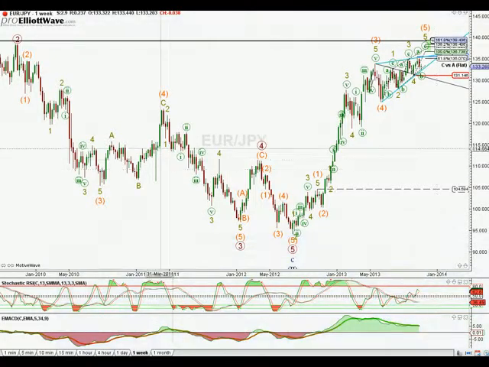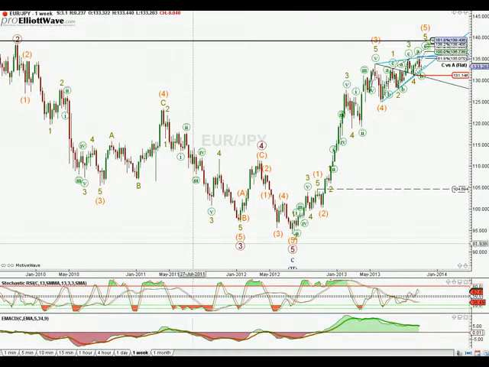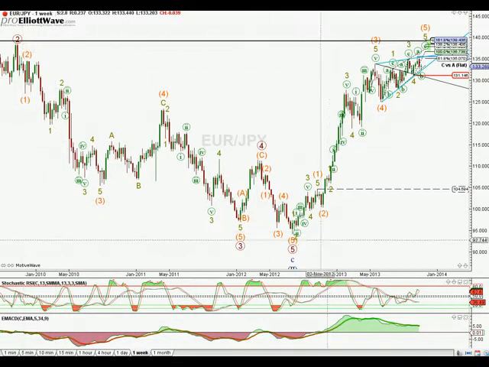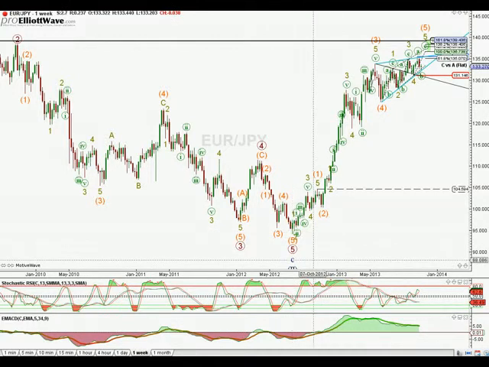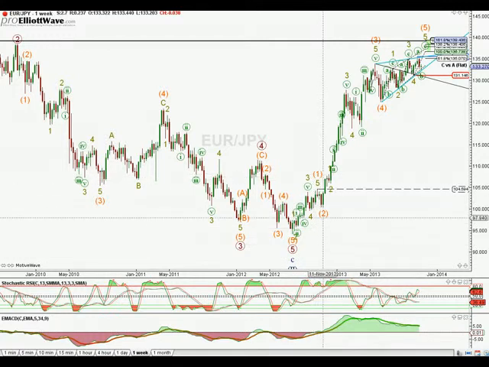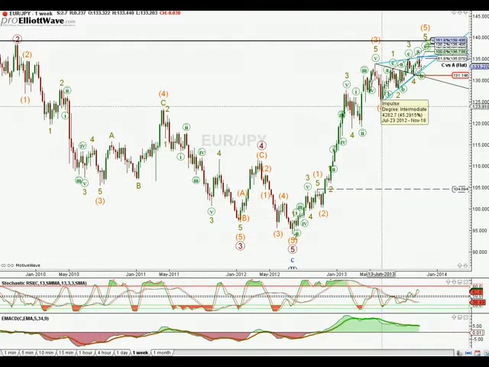So let's get started right away with the euro yen. We always start from the weekly and we go down to the 15-minute chart. Just based on the weekly chart, you can tell that we are in a very bullish run starting from July of 2012. We have completed the 1, 2, 3, 4, and we're currently in the midst of finishing our fifth wave of this very bullish run.